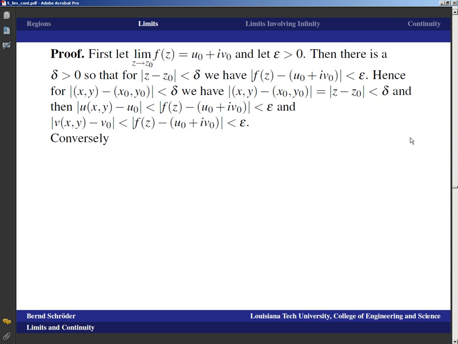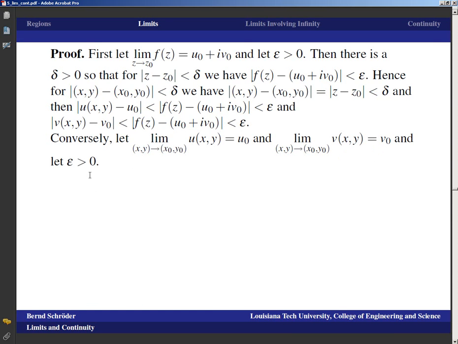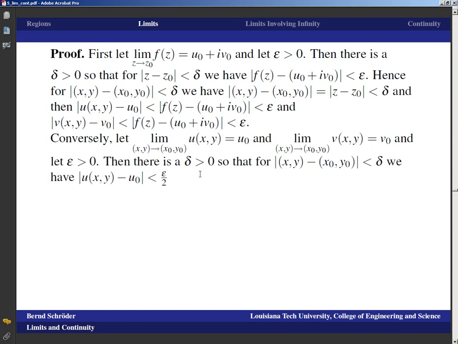Okay, conversely, well, let's let the limit of u be u0, and let's let the limit of v be v0. And we, of course, let epsilon be greater than 0. Then there is a delta greater than 0, so that when |(x,y) minus (x0,y0)| is smaller than delta, we have |u of (x,y) minus u0| smaller than epsilon halves. Well, we now have to piece f together from u and v, right? So it apparently makes sense that we need an epsilon halves there somewhere. And we also can have that |v minus v0| is smaller than epsilon halves.